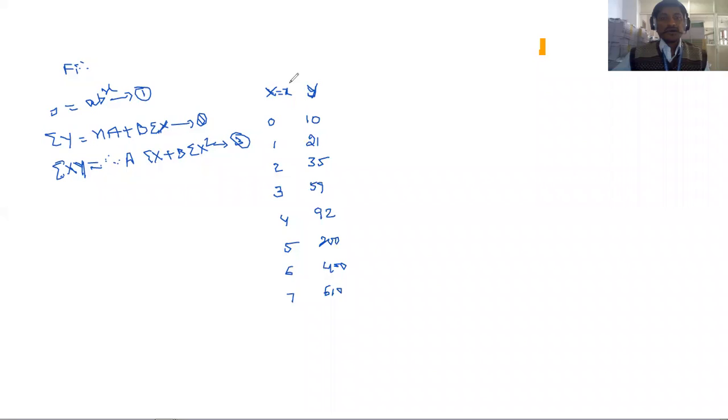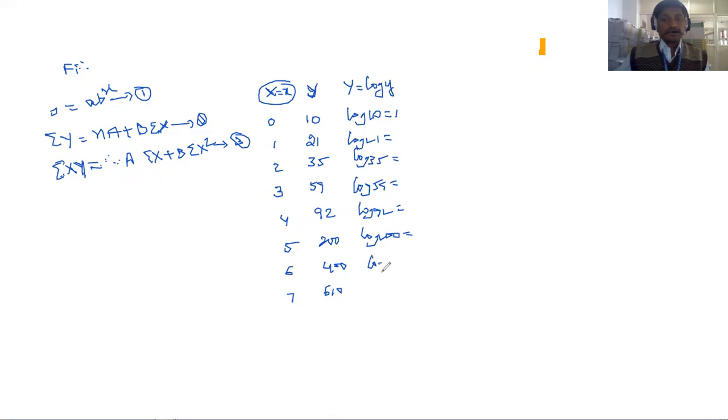And next, capital X is equal to small x only, but we require the values of capital Y. How will we get those values? Capital Y is equal to log y. So we need to find log 10, which is already base 10, so obviously the value is 1. Next log 21, log 35, log 59, log 92, log 200, log 400, and last one log 610.